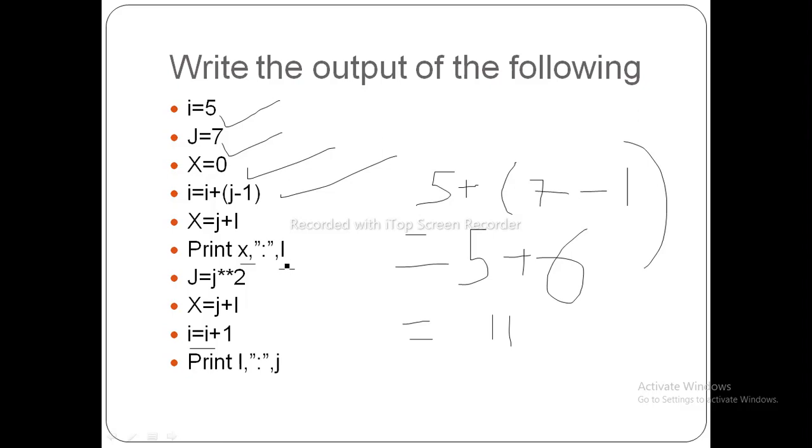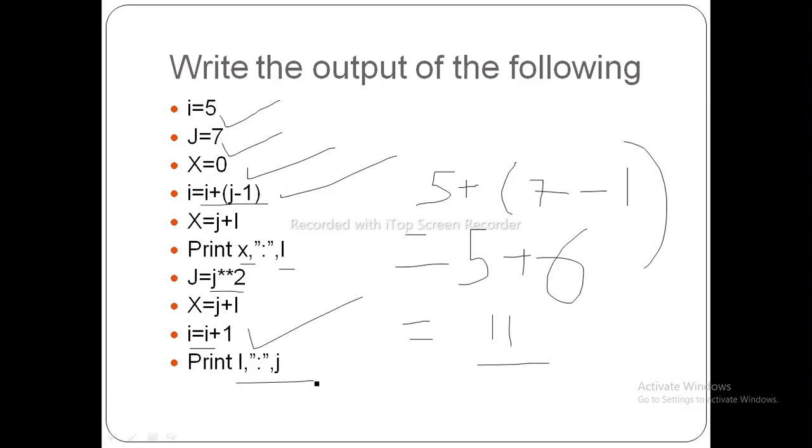j into 2. This is the sign of multiplication. So j to the power of 2 means the value of j will be 7, 7 into 7, 49. x equals j plus 1. Now again j plus 1, then what we are getting is 8. I equals I plus 1, the next value. Here the value of I was 11. So 11 plus 1 will be 12.